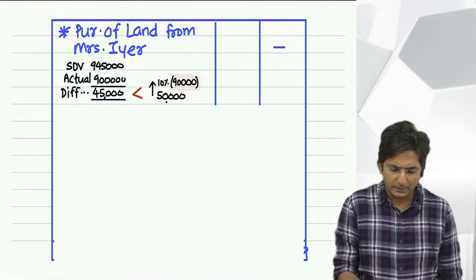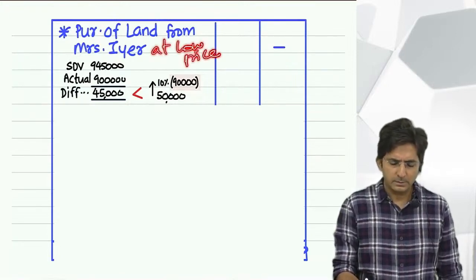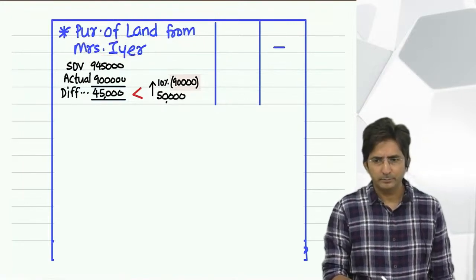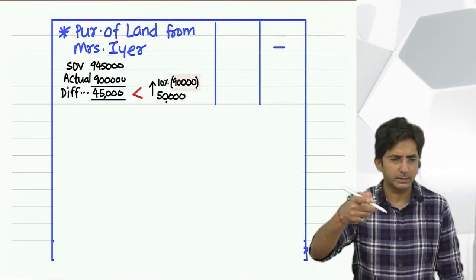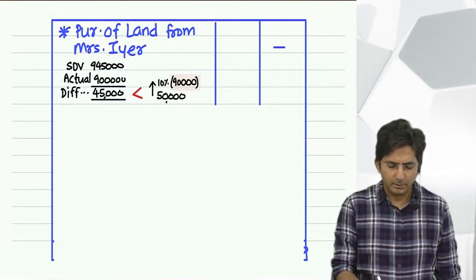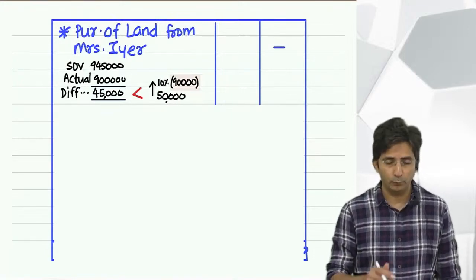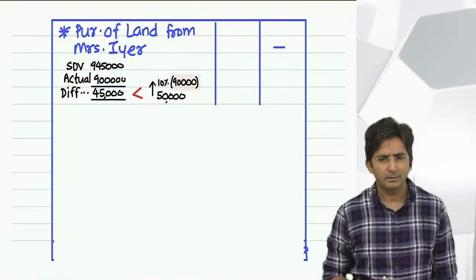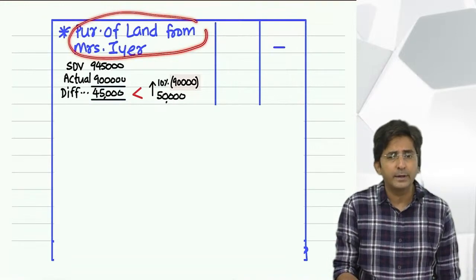Purchase of land, at the most you can write at low price. The sentence you have to write is purchase of land only. Still, if you want, you can write benefit in purchase of land. You can write that. I told you there is no hard and fast rule regarding these wordings.